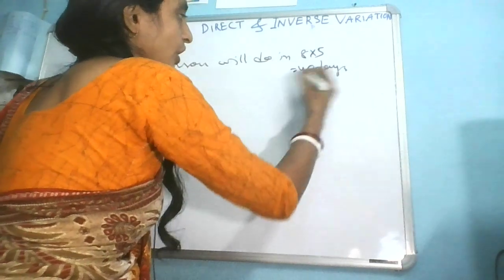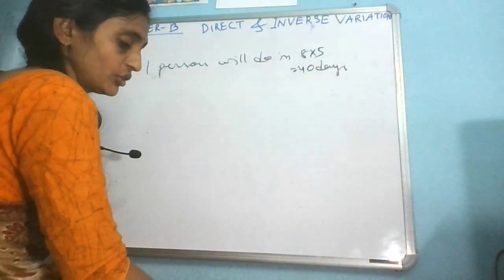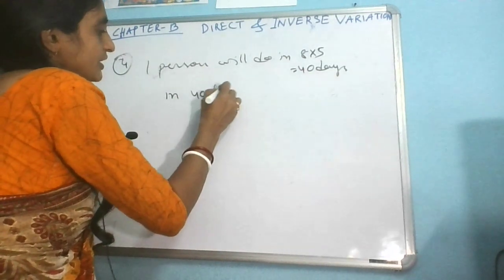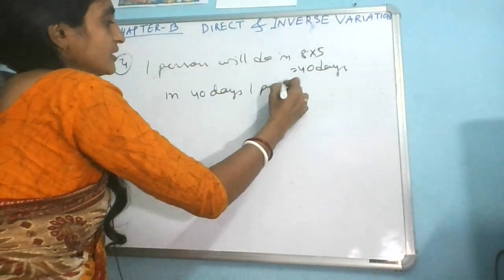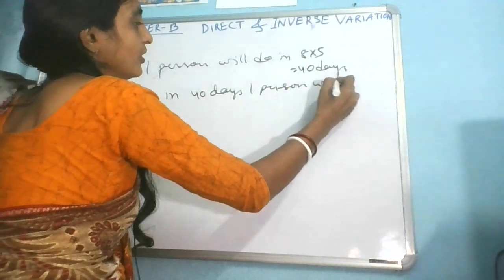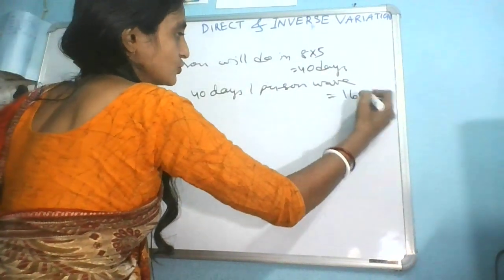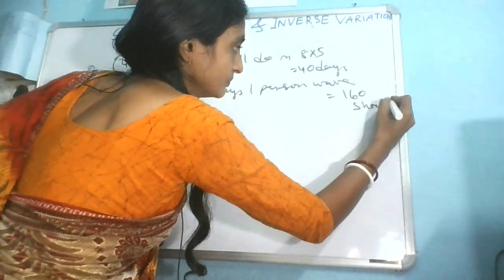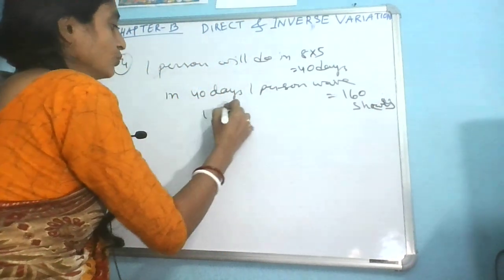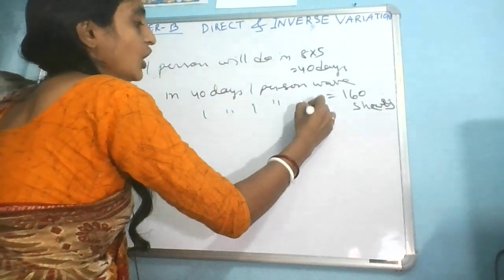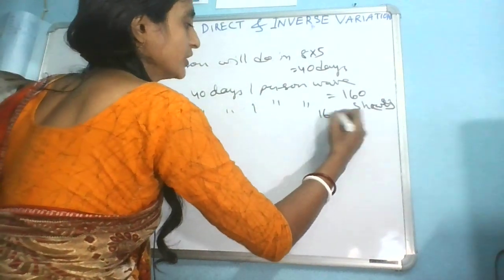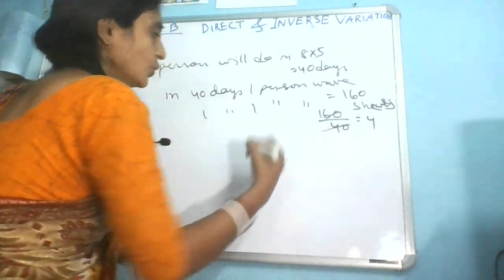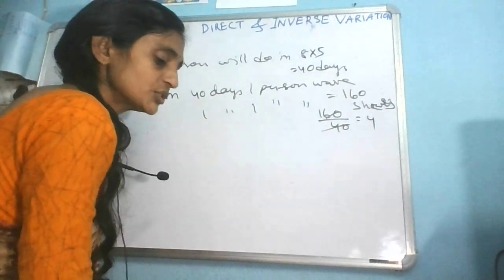So in 40 days how many shawls can he weave? So in 40 days one person weaves how many shawls? 160 shawls. Yes, it is given shawls. So in one day how many shawls can one person weave? It is divided by 40, so it will be 4 shawls. Okay, so that one we have got. Let's come to the second situation.